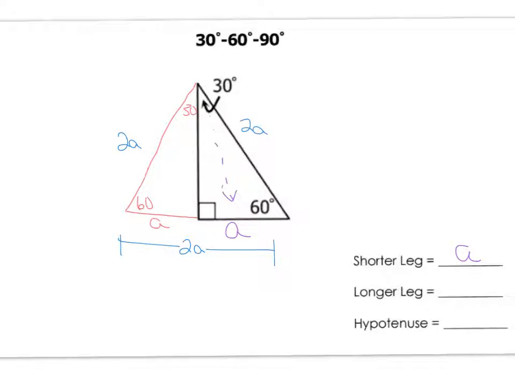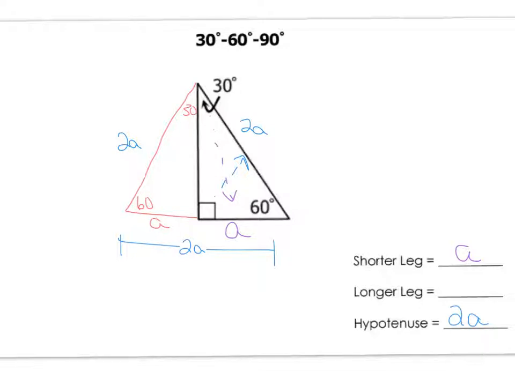Well, guess what? That's my hypotenuse, right? So whatever the shorter leg is, A, the longer leg is 2A. Not longer leg, the hypotenuse. I'm sorry, the hypotenuse is 2A. Now, we still need this part right here. So here's what we're going to do.